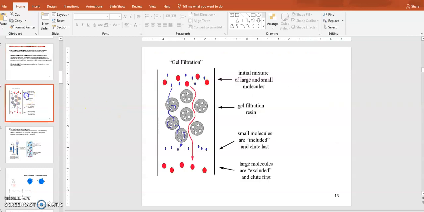So how does that work? Your resin is made up of these resin beads. But the special thing about these resin beads is they have small holes in them. So if you have a mixture of large and small molecules, the small molecules can go through these small holes that exist in the resin beads, while the larger molecules cannot go through those small holes. Instead, they just go around.